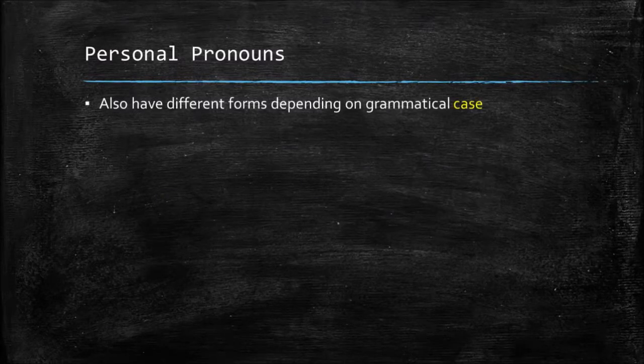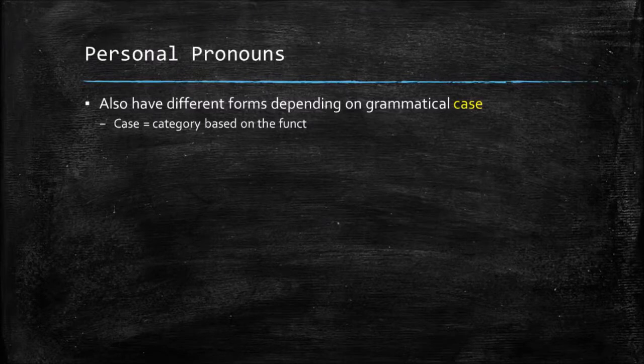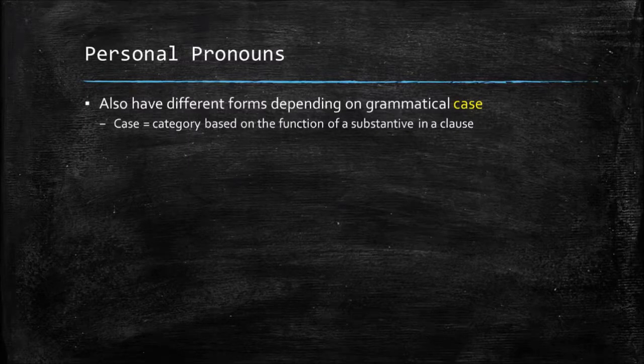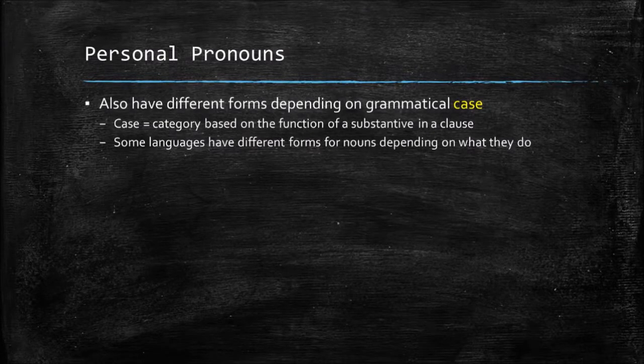Personal pronouns also have different forms depending on grammatical case. Case is a concept some of you may have studied in your LOTE classes, but here it is again. Case is simply the category of a substantive based on its function in a clause. It's a way of categorizing a substantive based on how it's used in a clause. Some languages actually have different forms for nouns depending on where they appear in the sentence.